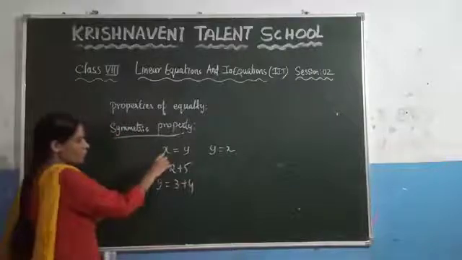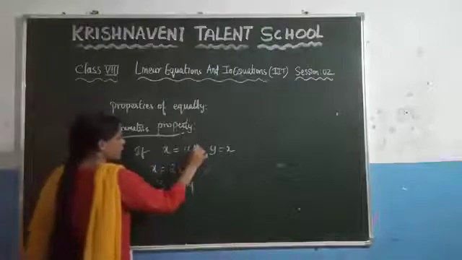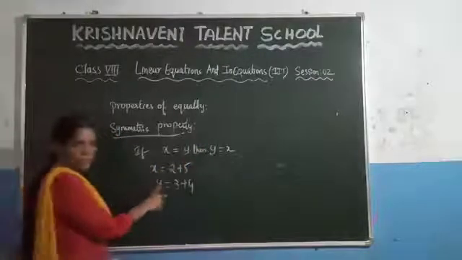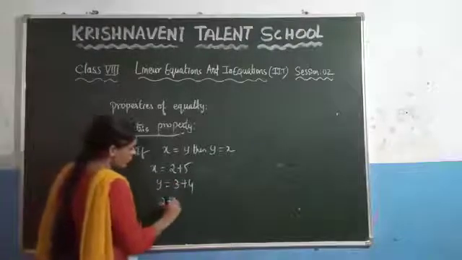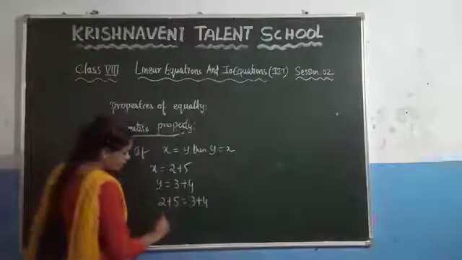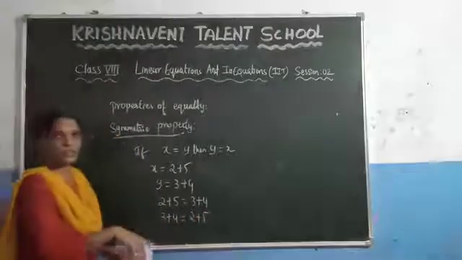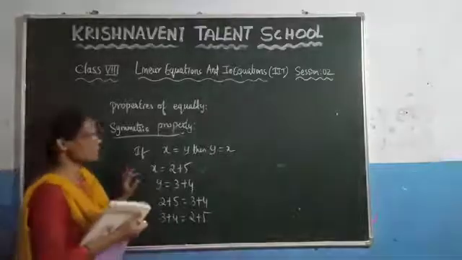So here we are saying x is equal to y. If x is equal to y, then we can say that y is equal to x, right? You know that x is equal to y because 2 plus 5 is always equal to 3 plus 4. So from this we can write 3 plus 4 is equal to 2 plus 5, right? Because both are equal, if you change the order, you will get the same result. This property we call the symmetric property.